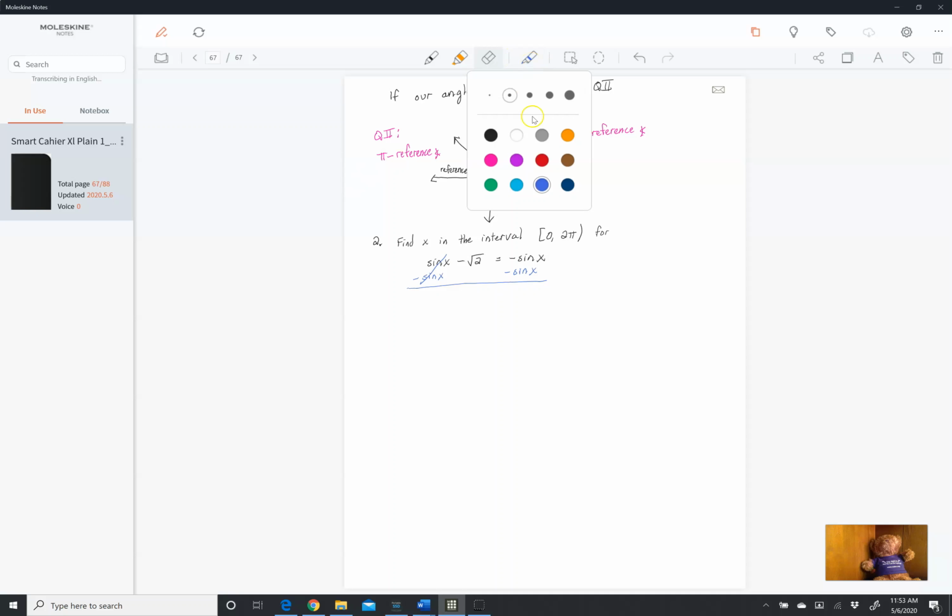So what do we get here? We get negative root 2 is equal to negative 2 sine x. Now we're dividing both sides by negative 2. And the difference is that your answer, your sine of x here, is now a positive number. Okay, so at this point, we've isolated our trig function.